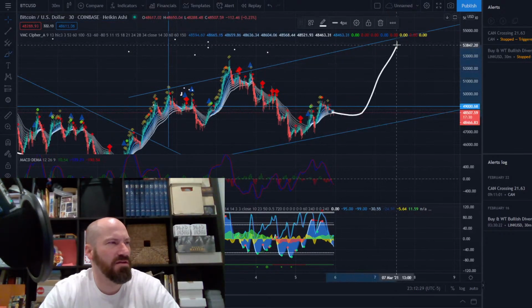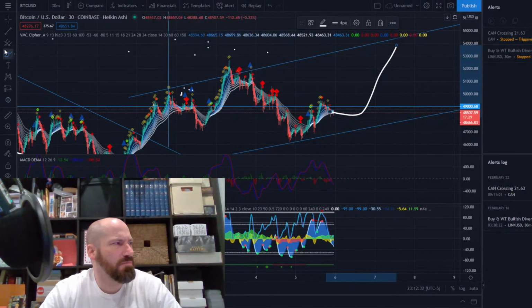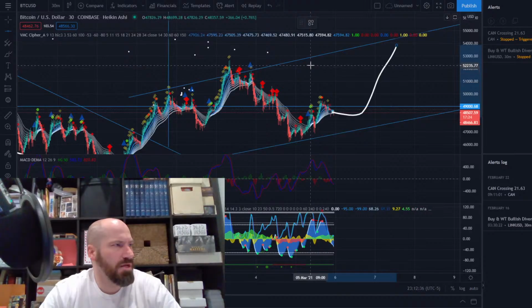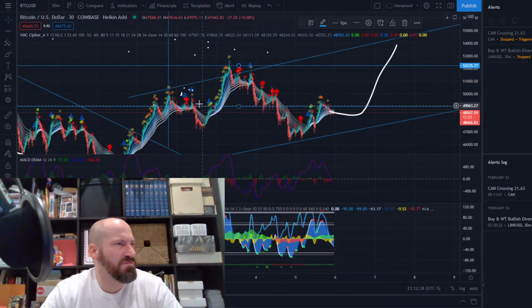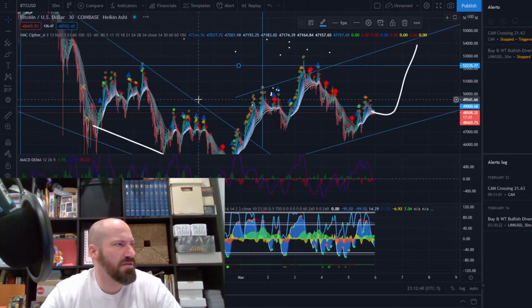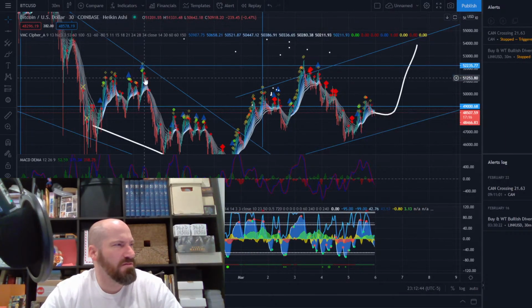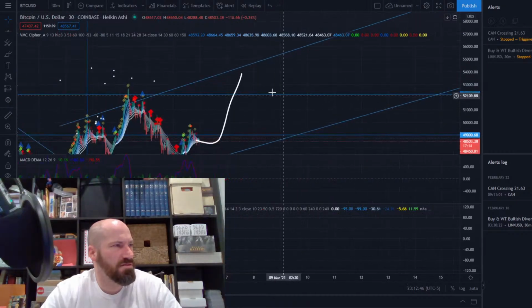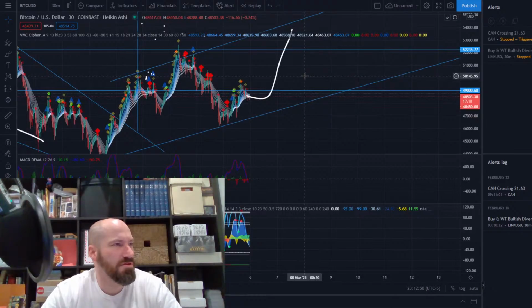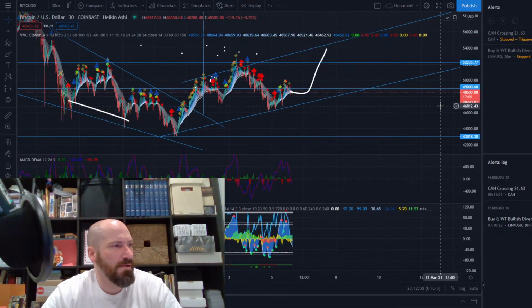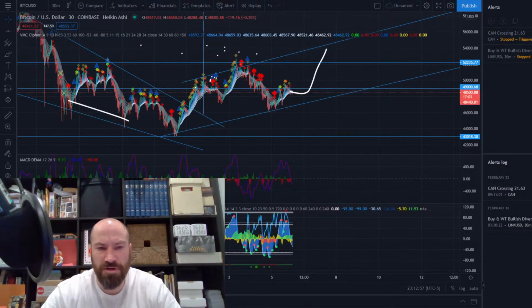Maybe we break this. Maybe we break 52,000. That's a nice little resistance area there. If we break through that tomorrow, that'll be cool. Yeah, that's what I want to do.